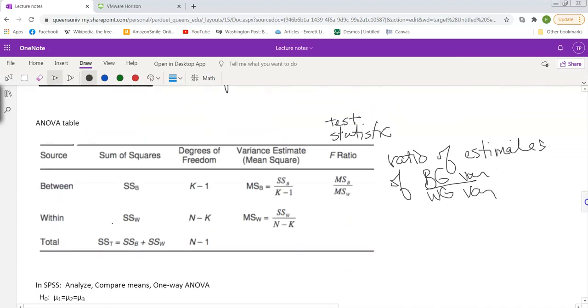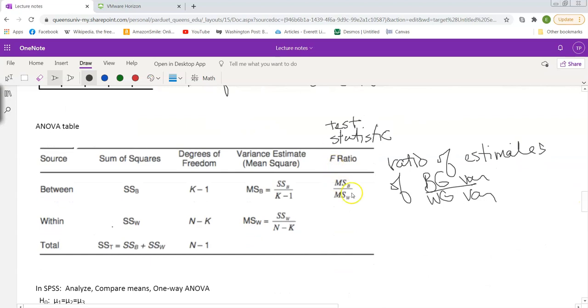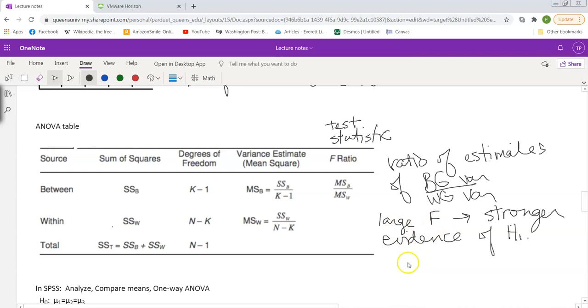So large values of our F ratio are stronger evidence of a difference. So this is stronger evidence of HA. So when you have large values of F, you're going to have small p-values. We're still conducting the test by p-value.